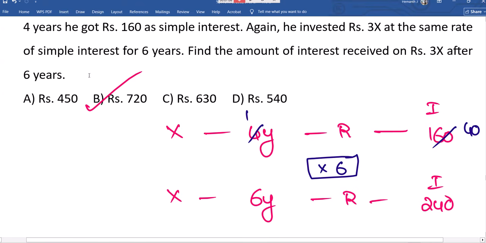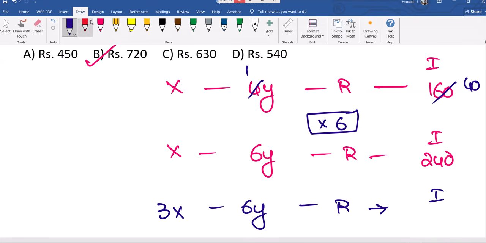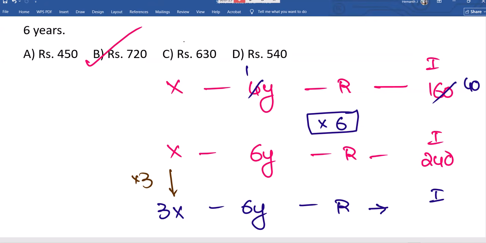Now in the question, what is given? Investment is 3x. Time is 6 years. Rate of interest. Now what is the interest they are asking? As investment triples, interest will be triple. So 720 is your answer.